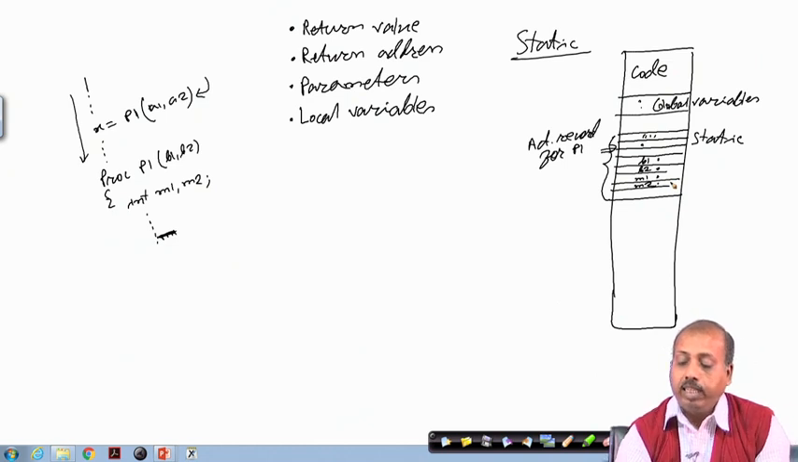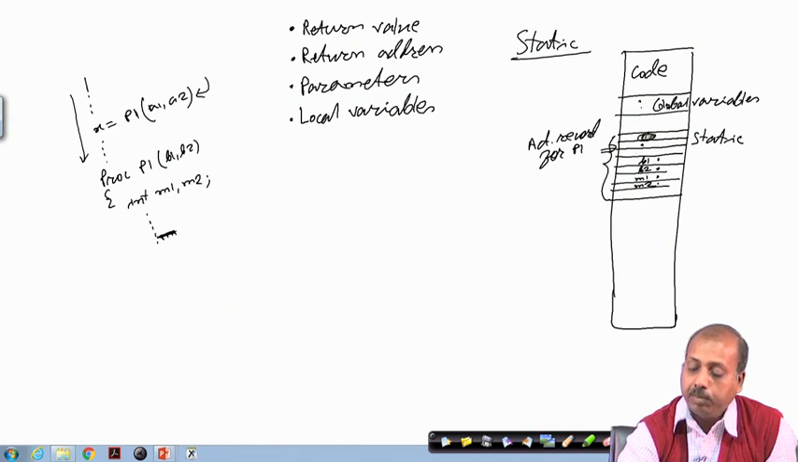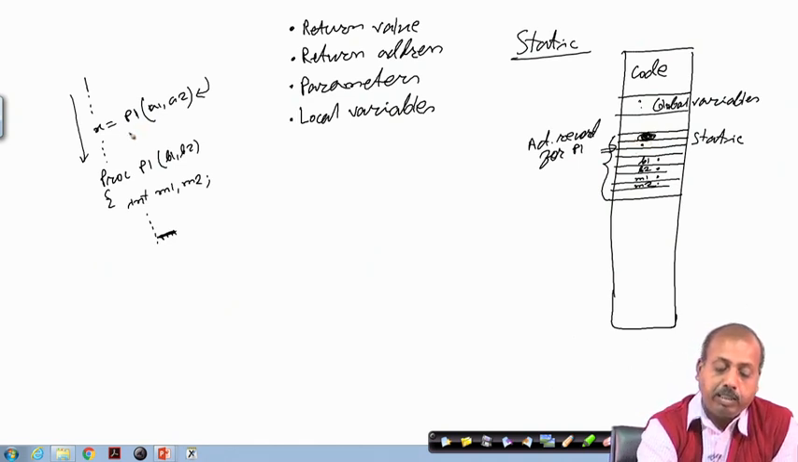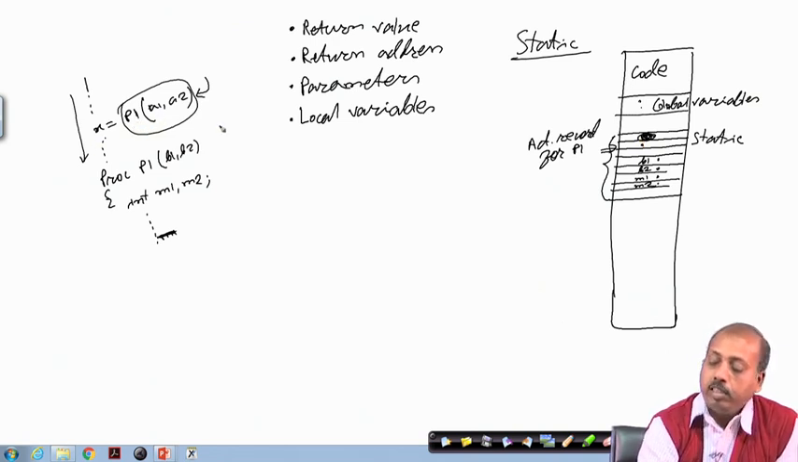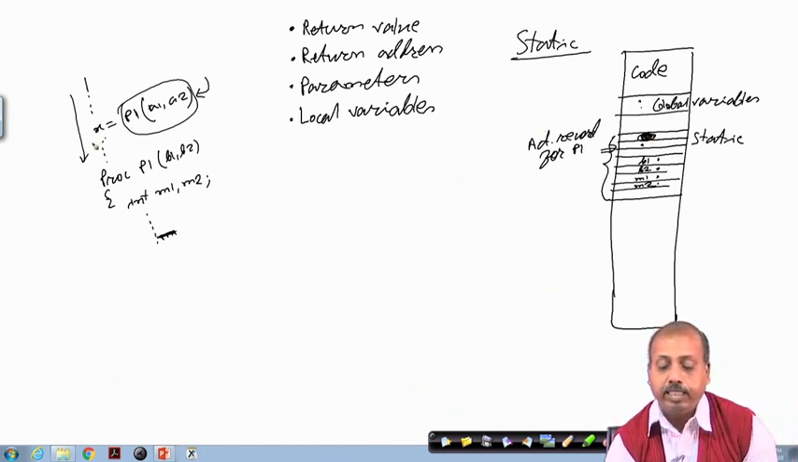Now, on return, the compiler knows that the return value is available at this particular address. So, it will be copying it to x directly. For this call, the return value will be available at this location. So, for this x equal to p 1 etcetera, it will be copying the content from this location and putting it into x. That is how these static things will work.